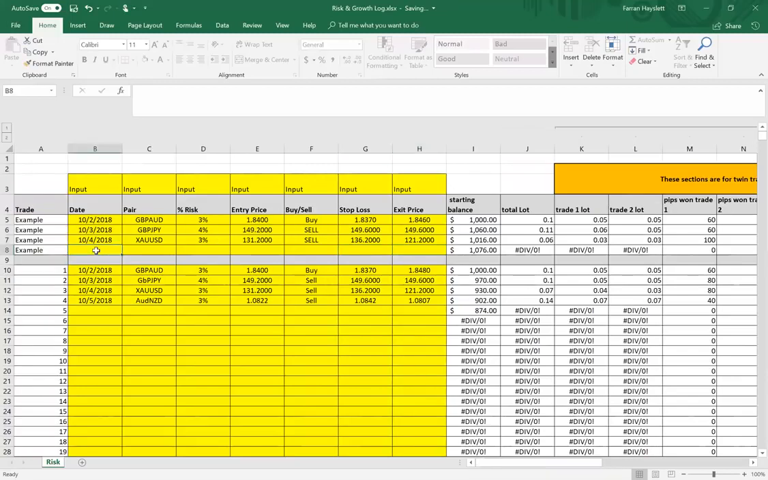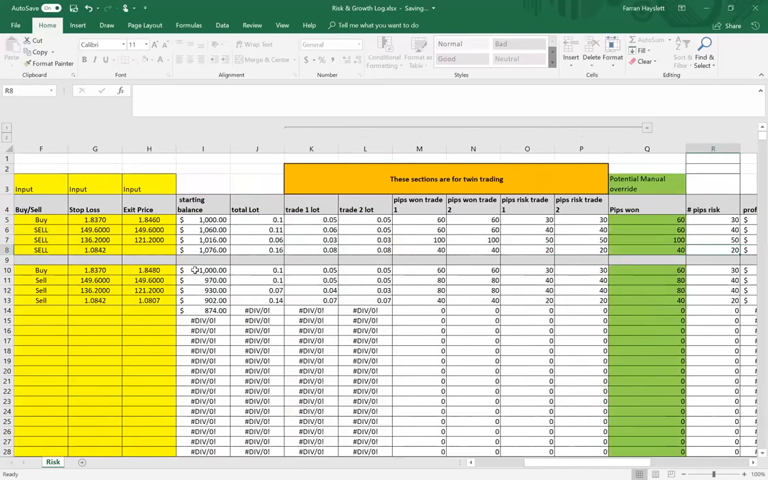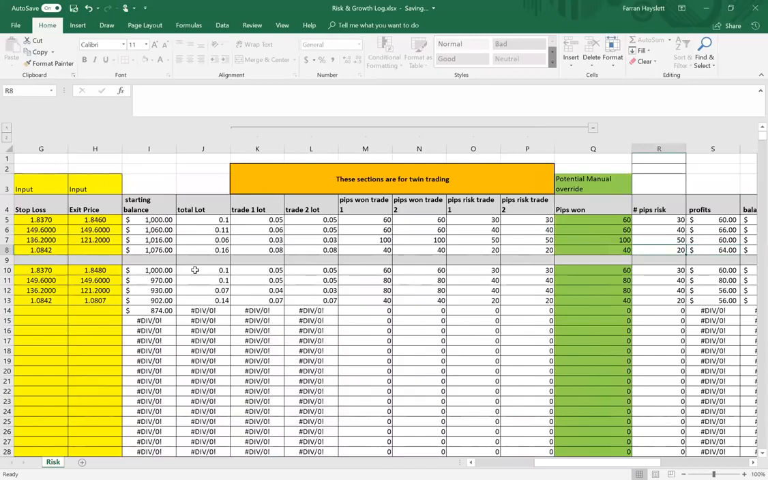This one last example, right? 10/5/2018. We traded AUD/NZD. We're going to risk 3%. My entry price is 1.0822. I want to sell, right? My stop loss is going to be 20 pips, 1.0842. If I scroll over to column R, boom, look, my risk is 20 pips. Already calculated for us. Our pips one is 40.